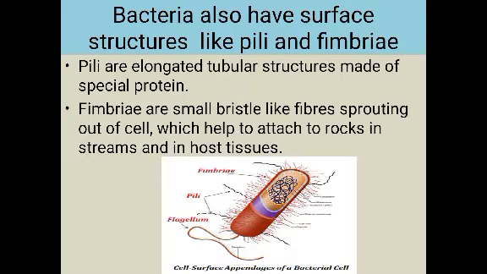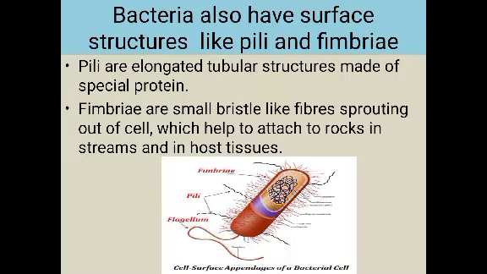The pili are made up of special proteins. Especially, they can help in the primitive mode of reproduction. Primitive mode of reproduction means conjugation. In one of the previous chapters we have studied that. During conjugation, two bacteria come together and exchange their genetic material, isn't it? At that time they attach with this pili.